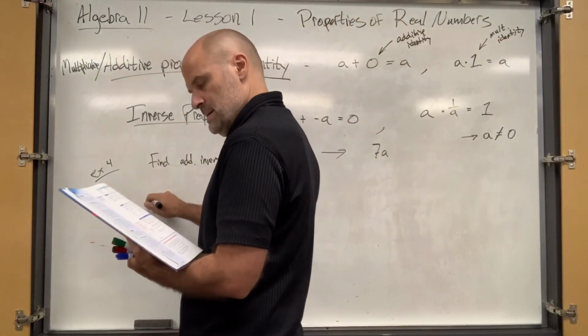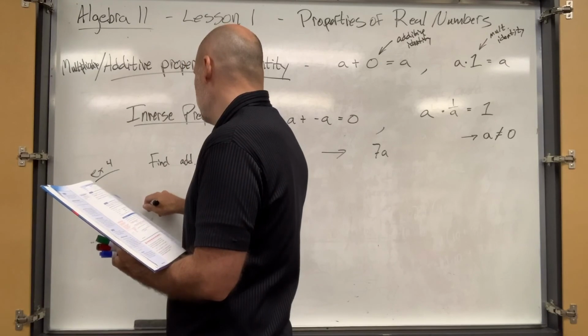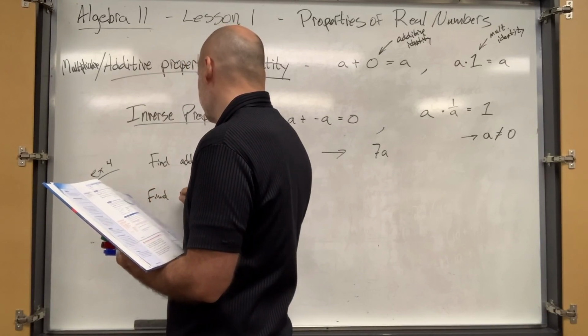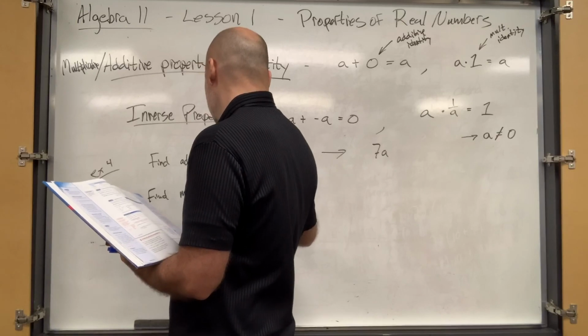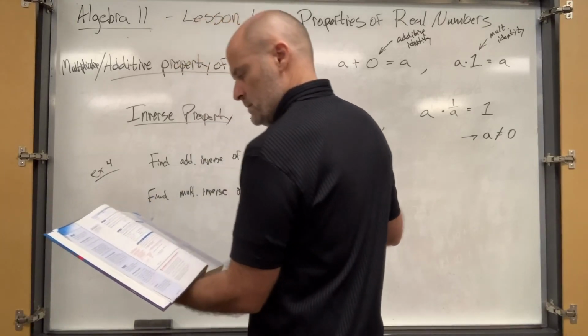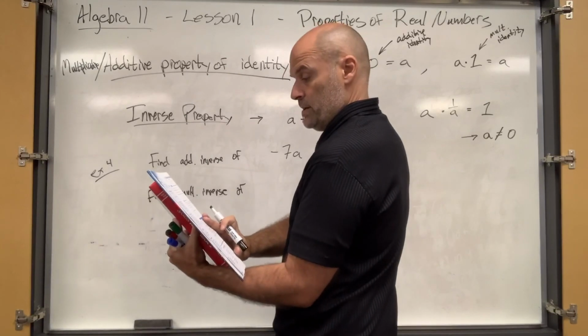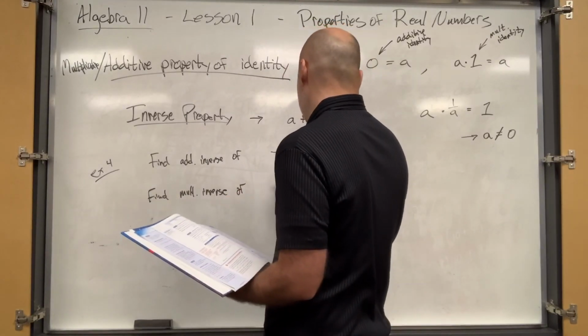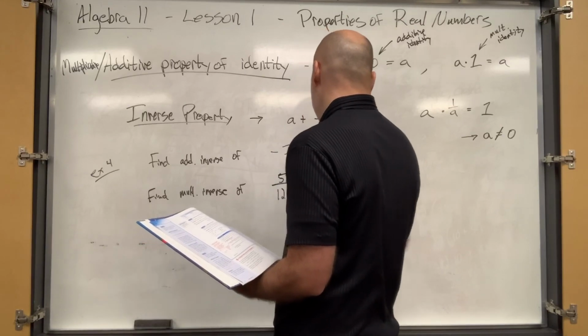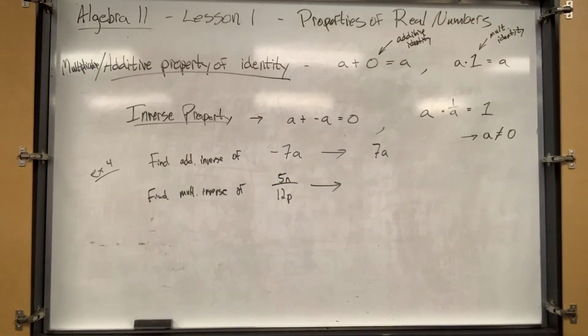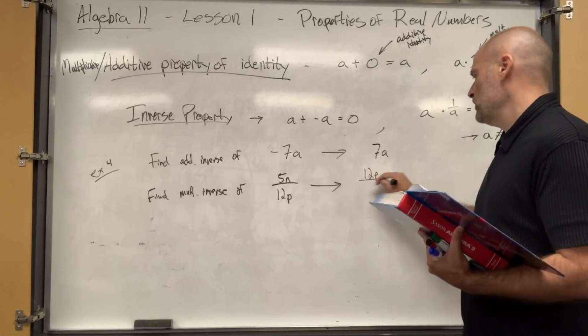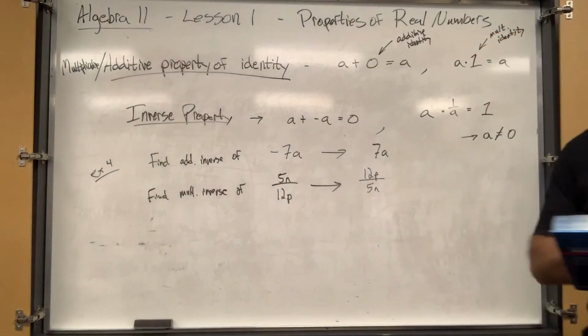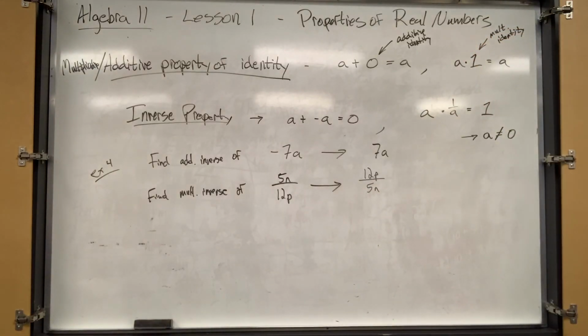Okay, let's find the multiplicative inverse of this number. I can't read it, but I don't think it matters, does it? 5n over 12p. What's the multiplicative inverse? 12p over 5n. Okay, and if you wanted to, you could say n can't be 0 or p can't be 0, because that would make the denominator 0, but you're good.